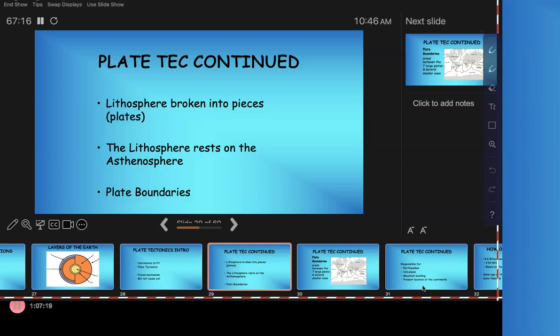Picture an egg being dropped. And you're going to have big pieces, you're going to have little pieces. That lithosphere is resting on the asthenosphere, as we said earlier. And what you hear about are the plate boundaries. Plate boundaries, those are the seams. That's where one plate ends and another plate begins. Okay? They're little gaps.